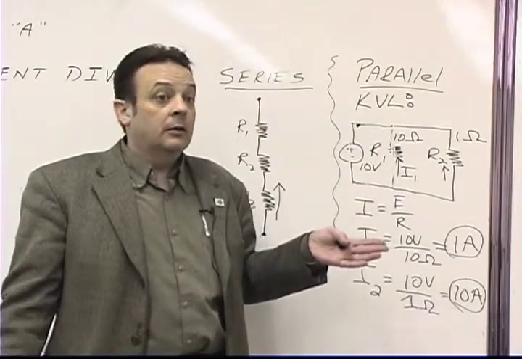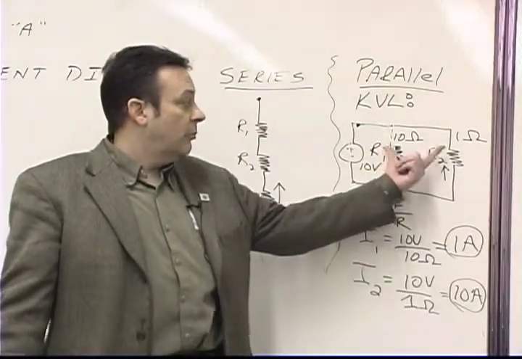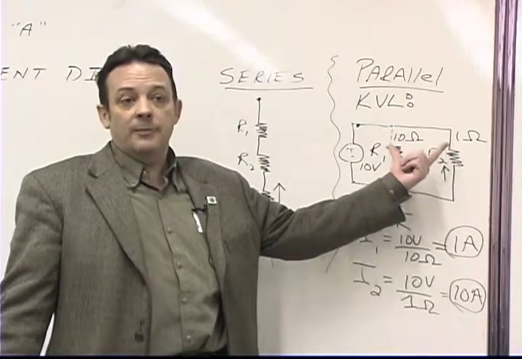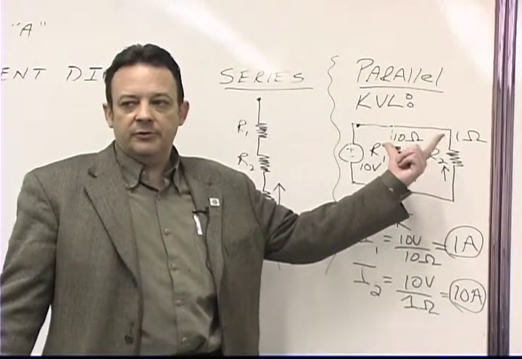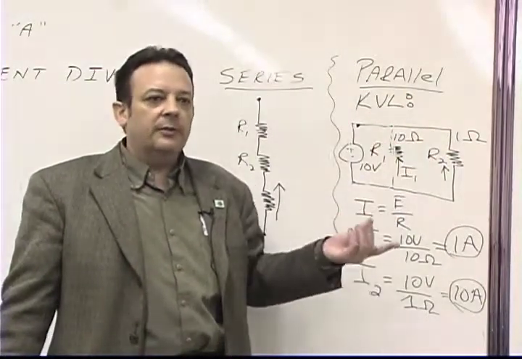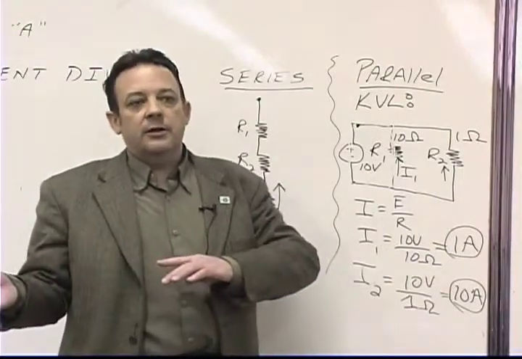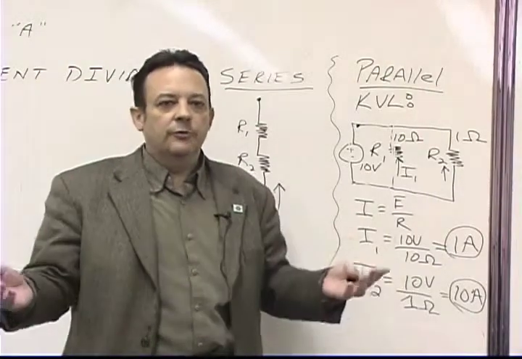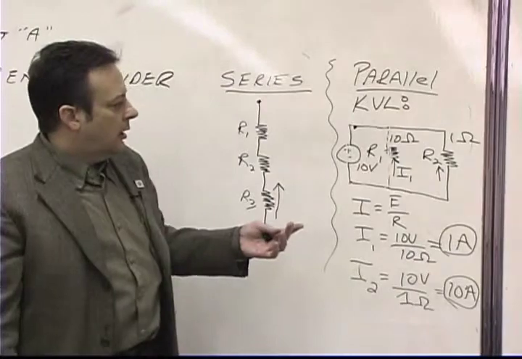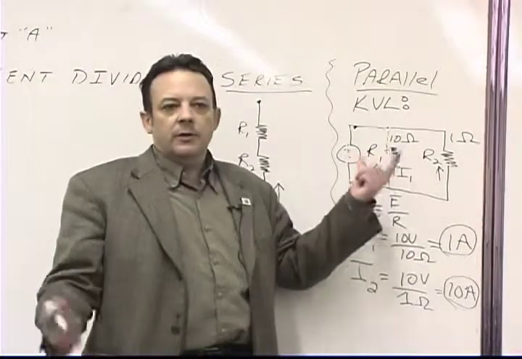It could be, like in the case where both resistors had the same opposition to current flow, or the same resistance, then the current would be the same, but that would be a special condition. That wouldn't be universal. The majority of the time, the currents are going to be different.